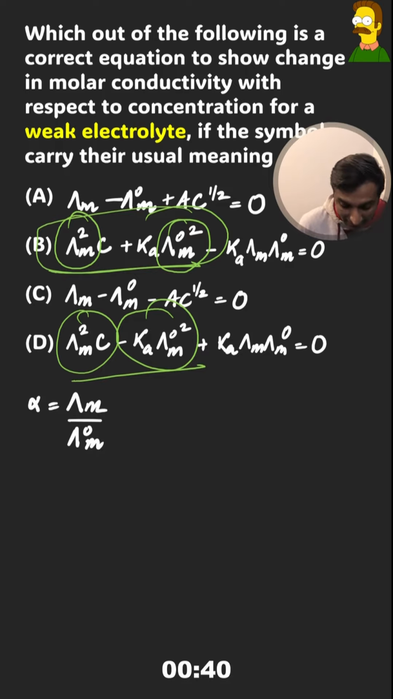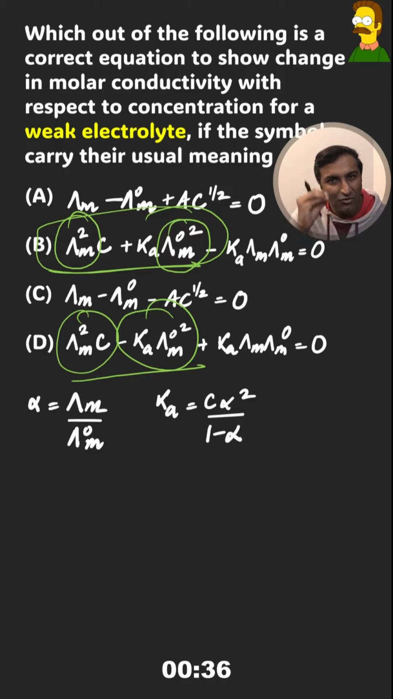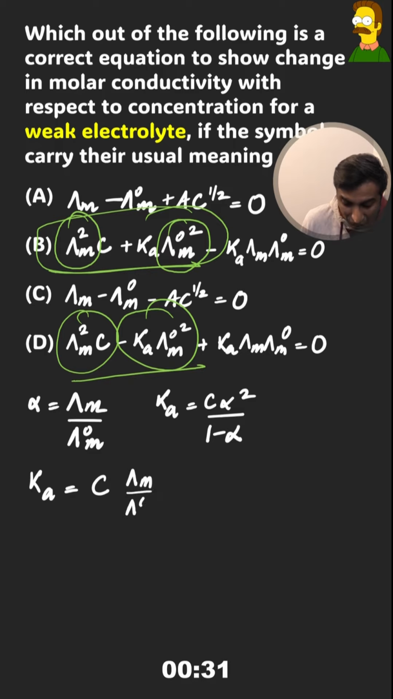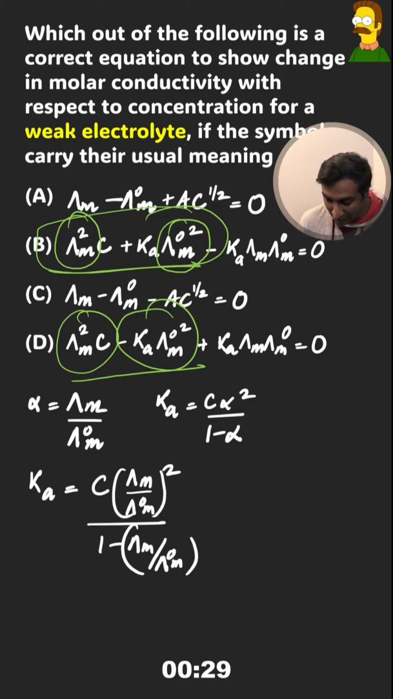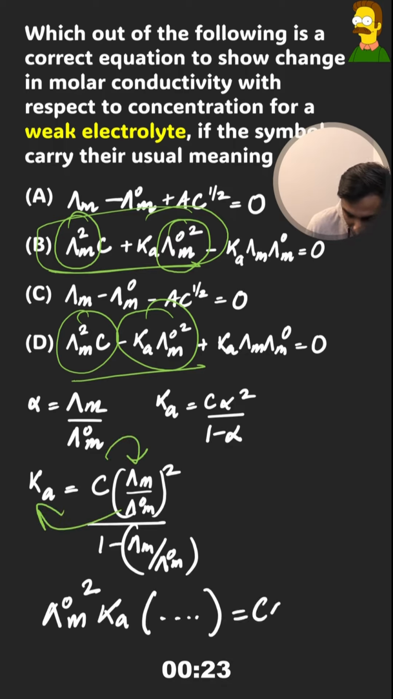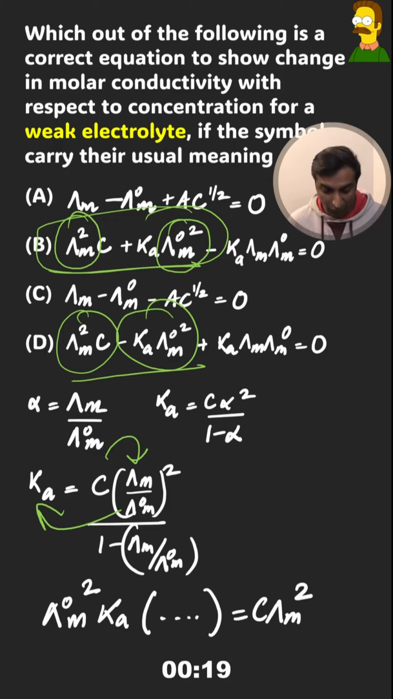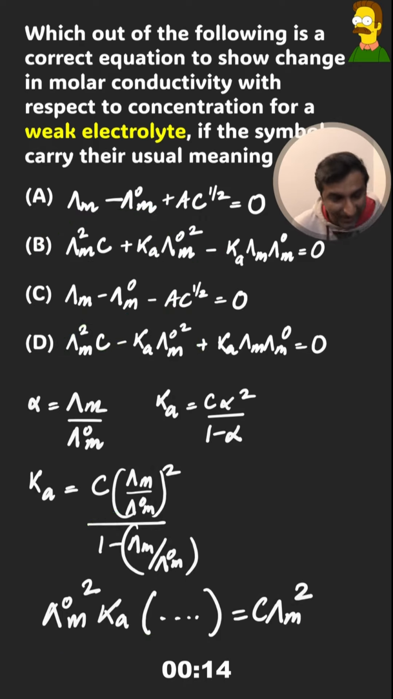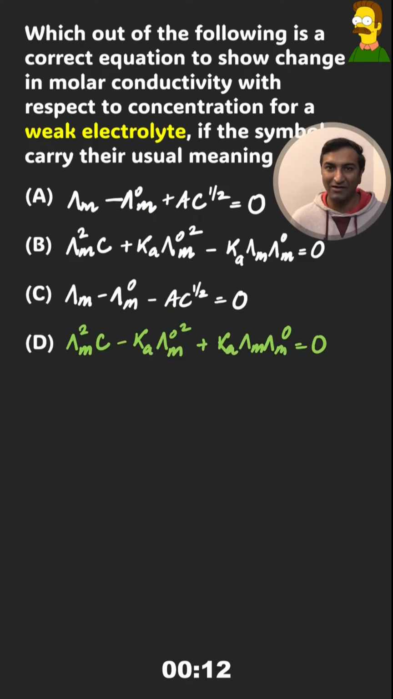Alpha is lambda M by lambda not M. Okay, I set this up in my head. Maybe you've already solved this as well, but Ka is going to be C alpha square by 1 minus alpha. Substitute things and you get this awesome expression. Clearly, if you take things to the other side, this goes here, this stays here, you get that lambda naught M whole square times Ka into something is going to be equal to C lambda M square, and that is all you need. Look at this, these 2 are on opposite sides, hence D is the answer. Boom, less than 3 minutes we figured this out.